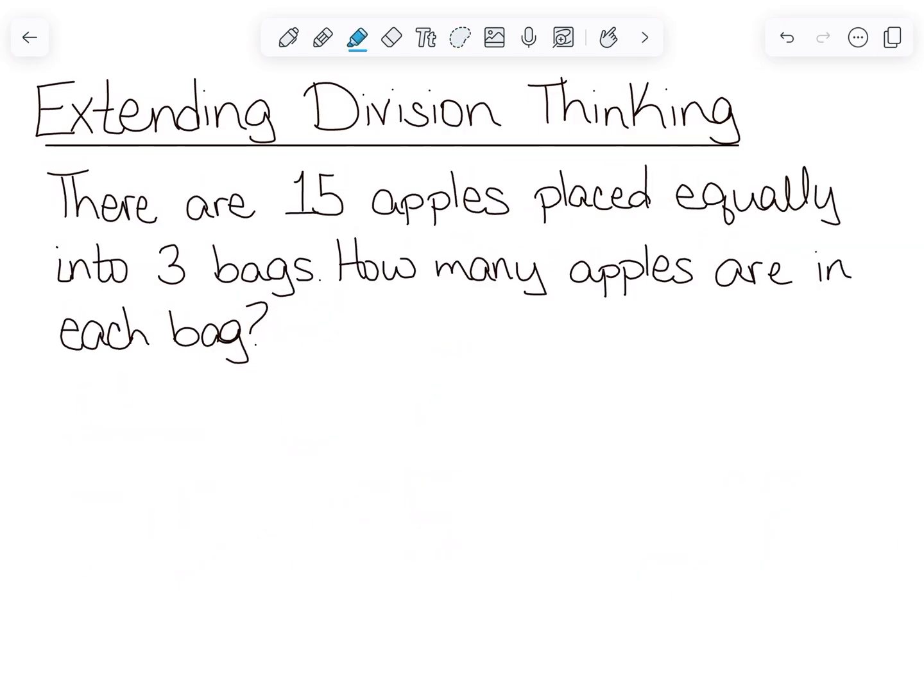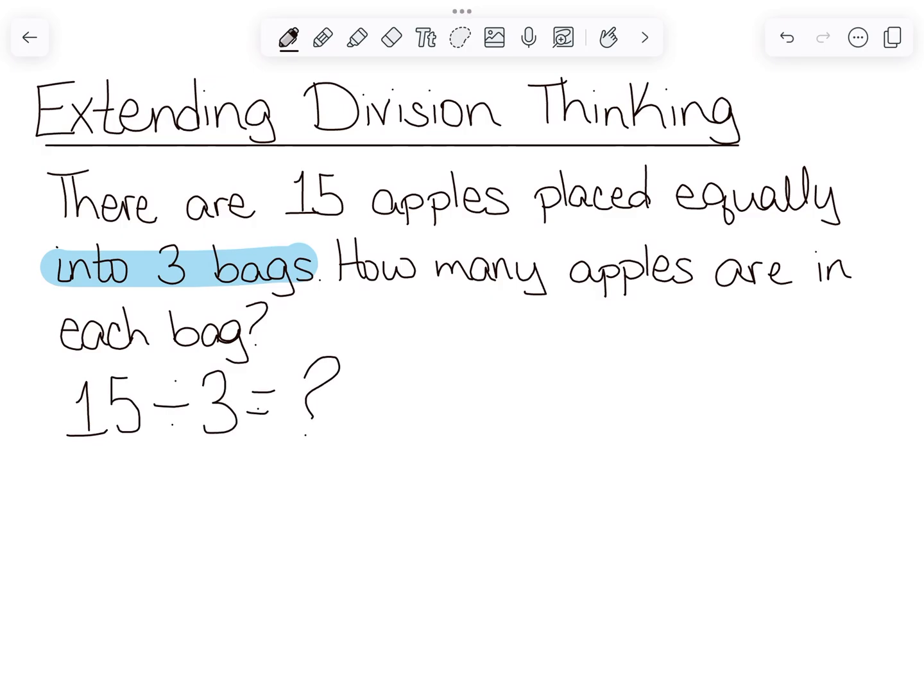For our third example, there are 15 apples placed equally into 3 bags. How many apples are in each bag? Well, this is actually partitive division. We know how many groups we have, but we don't know how many per group. So we have 15 divided by 3 is equal to what?